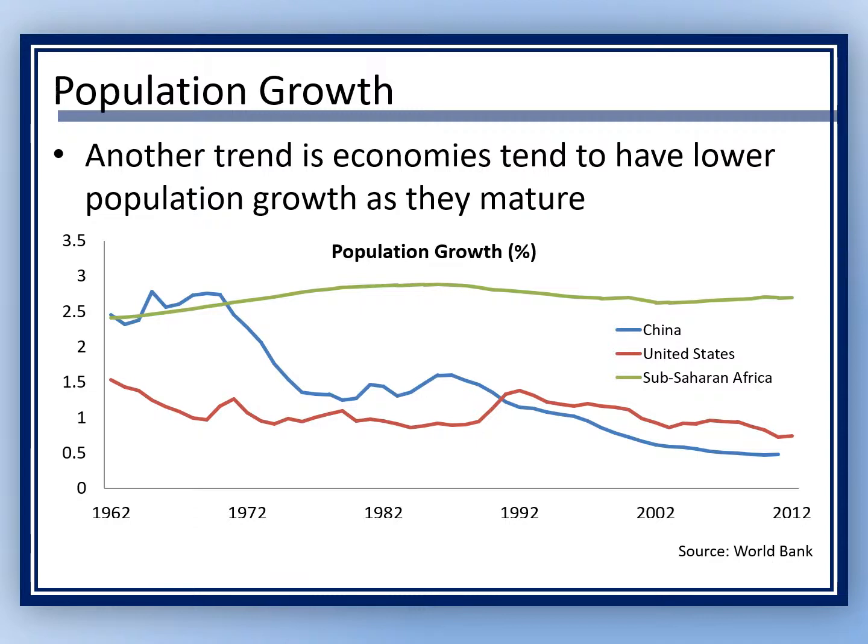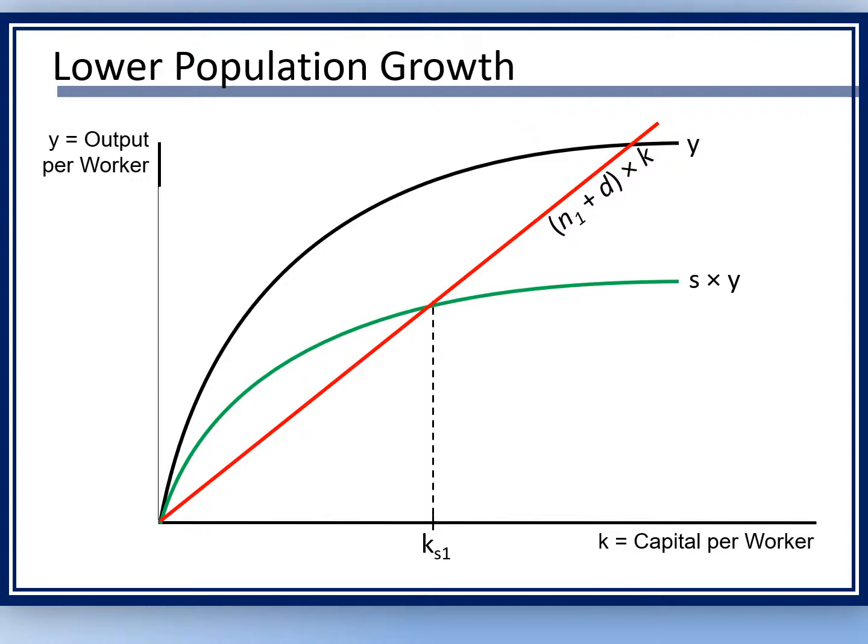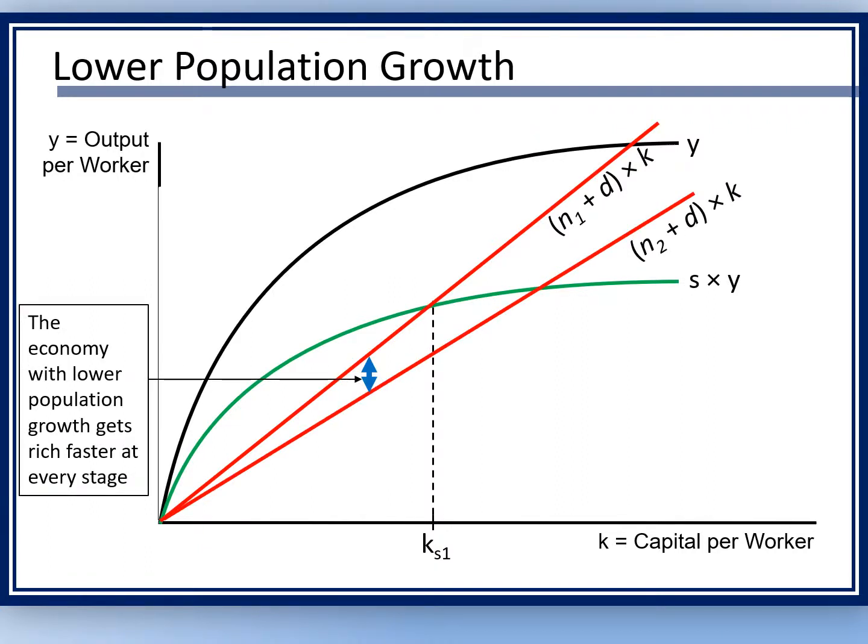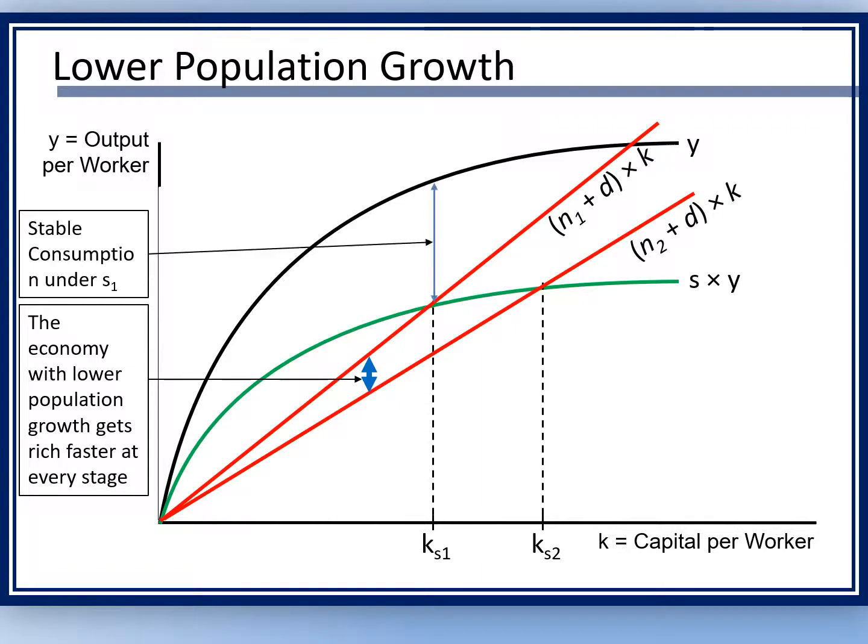What does the Solow growth model have to say with regard to population growth? Well, population growth enters the diagram through the red line, where if you have more kids, then you have to give them computers, so everyone becomes poorer. So a lower population growth rate would result in a lower red line. And if you look at the diagram, this would mean a richer equilibrium. So the capital per worker goes up.